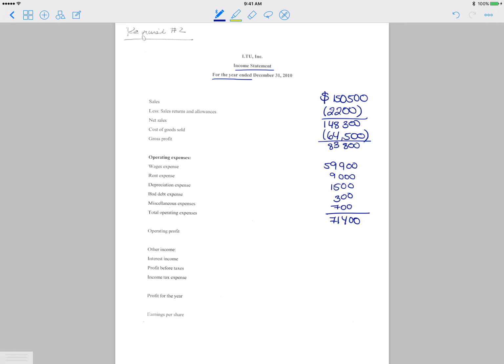So we end up with a total of $71,400. We need to subtract this, our total operating expenses, from our gross profit. This will give us an operating profit of $12,400. Now, it's important to note that these are our operating expenses. These are all the expenses that are required for our operations.